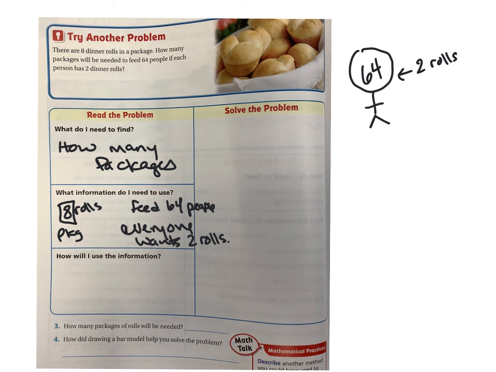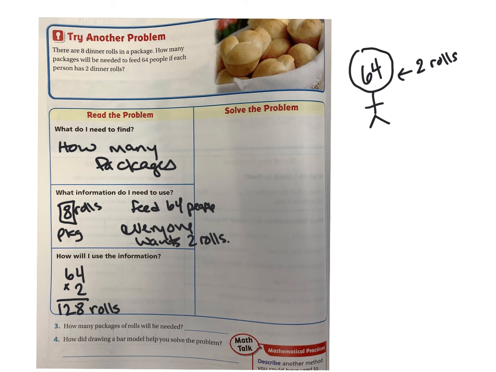What calculation am I doing? You're right, I'm doing 64 times 2. This will tell me how many rolls I will need to buy. So 2 times 4 is 8, and 2 times 6 is 12. That's 128. I need 128 rolls.